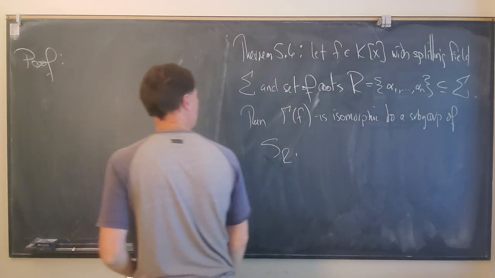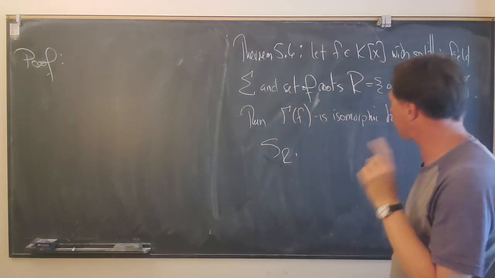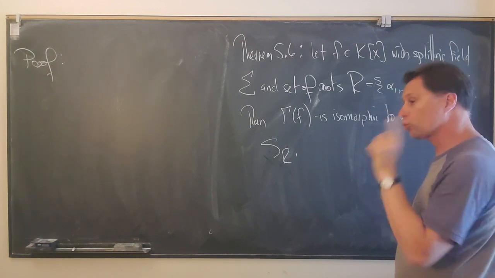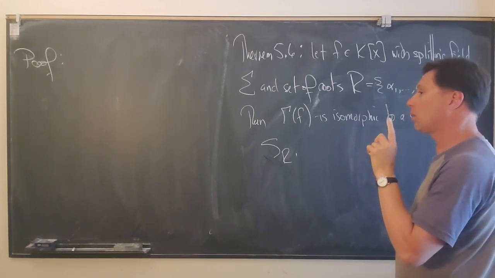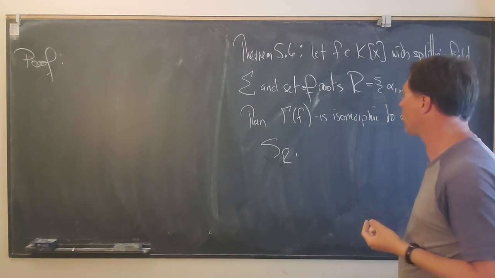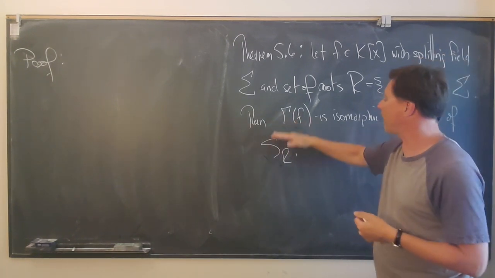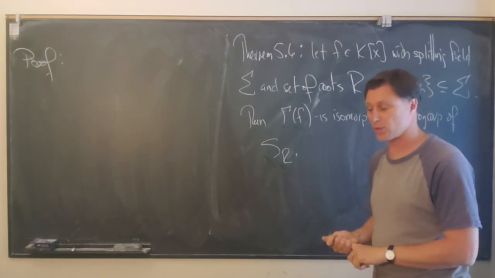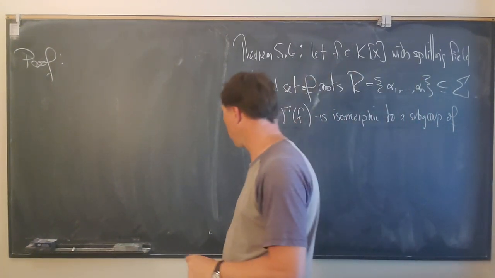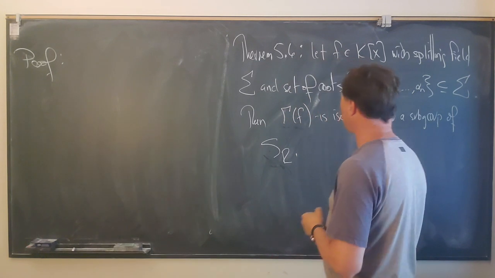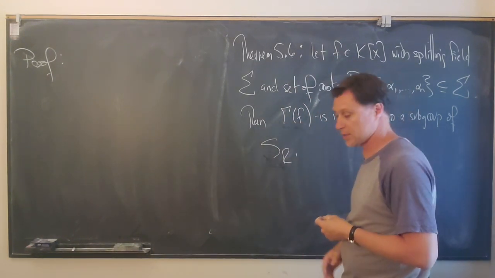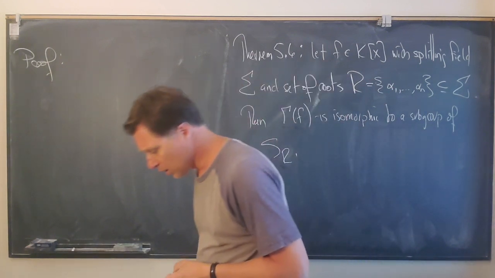And so what I need to do is come up with a group monomorphism, right? A one-to-one homomorphism from gamma of F into S sub R. That would do it, because then it'll be isomorphic to its image. Right? So that's our goal. We would like to produce a one-to-one homomorphism from gamma of F into S sub R.